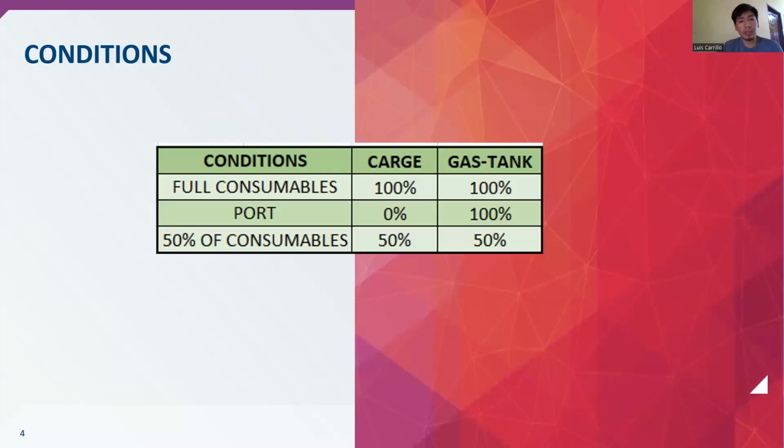These are the three conditions we can work with. Full consumables: we have the cargo and gas tank at 100%. The port: we have the cargo at 0 and the gas tank at 100%. 15% of consumables: we have the cargo at 50%.